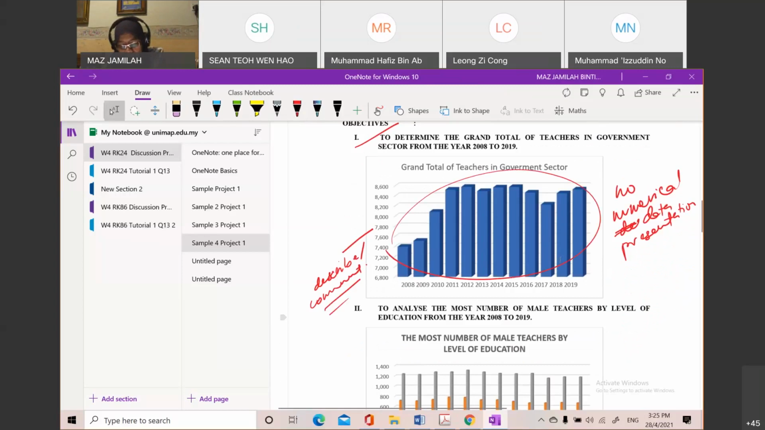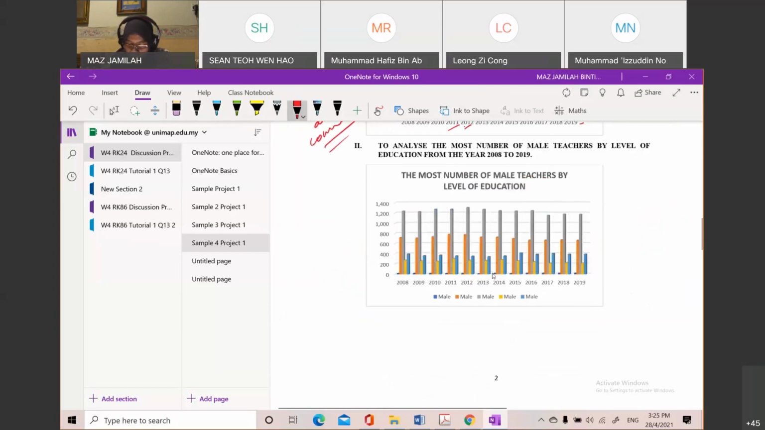What will be the things that you need to highlight? If you have this, what can you say? For the year 2019, almost the same as 2011 and 2012. Is there any interesting story that you need to highlight here? I don't think you can highlight. But here you can, because we are talking about, but what happened here? All male. Where is the female?